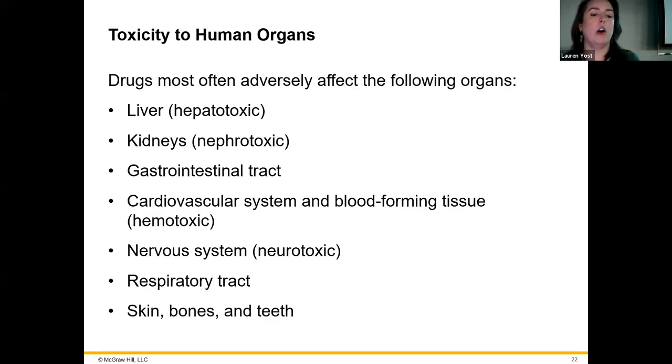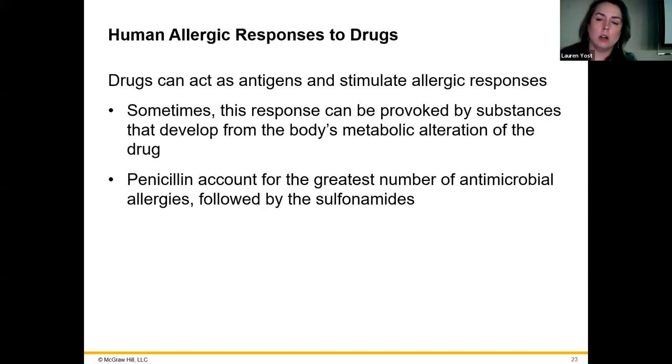Most of the time when you are being given a drug that is toxic to people, you're going to affect the following organs. And I feel like it's all of them except for muscles. Okay, so get ready. Liver and kidneys, obviously, are filtration and processing organs. GI tract, cardiovascular, nervous system, respiratory tract, skin, bones, and teeth. These are the more likely organs that are going to be affected if you have toxic effects. Not all of them, of course, some affect other areas more than others, but right.